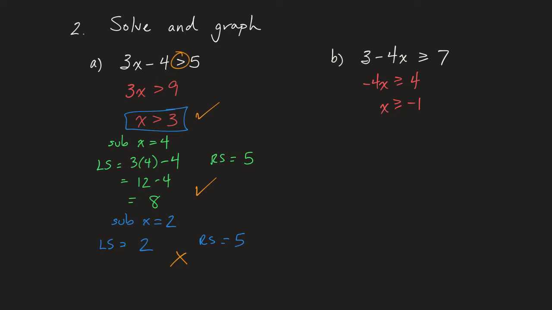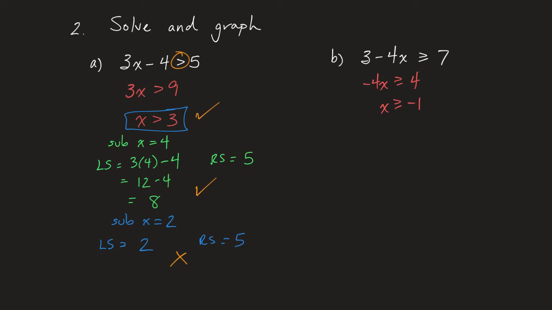Okay, now let's do a check. So I'm going to do my green check. I'm going to pick a value that fits in that interval, x is greater than or equal to negative 1. Now, the one piece of guidance that I need to give you, don't choose negative 1. I understand that it happens to fit in that interval because we see that it has the equal sign.